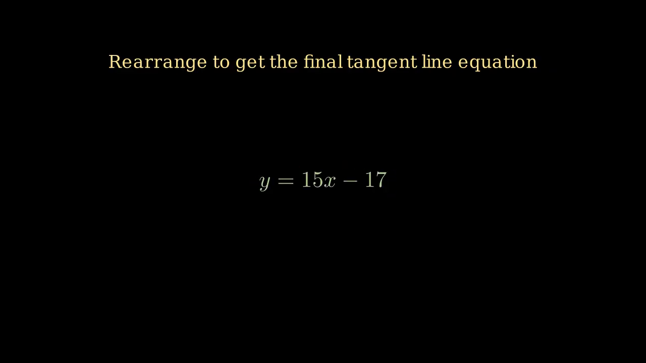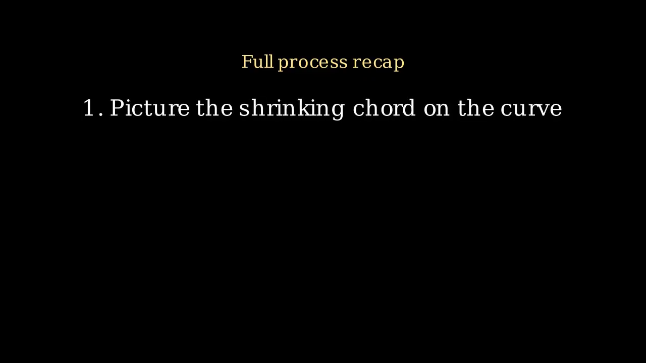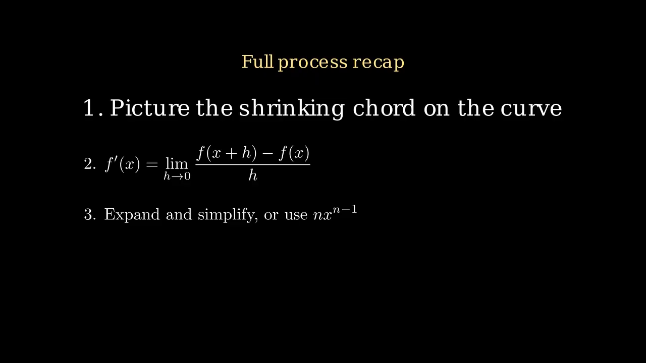Now let's pull everything together into one clear, ordered process. Step 1. Picture the chord between 2 points on the curve and imagine the second point sliding toward the first. Step 2. Write the first principles definition. f prime of x equals the limit as h goes to 0 of f of x plus h minus f of x, all divided by h. Step 3. Expand and simplify to find the derivative, or use the power rule, n times x to the power of n minus 1, as a shortcut.